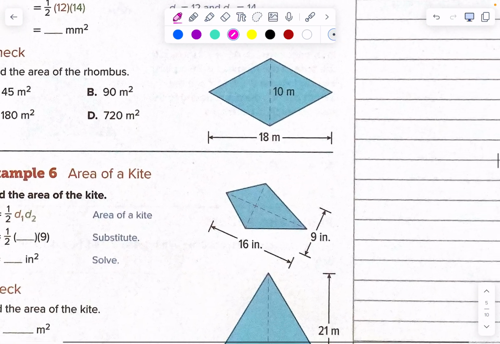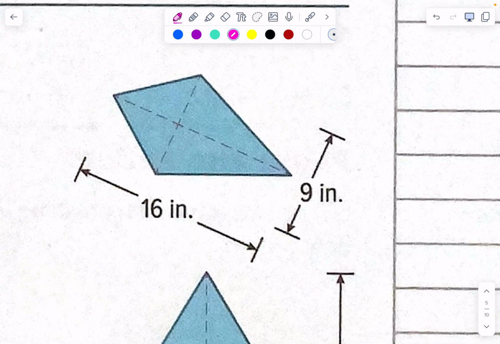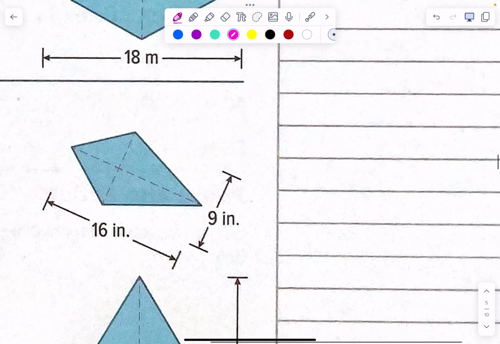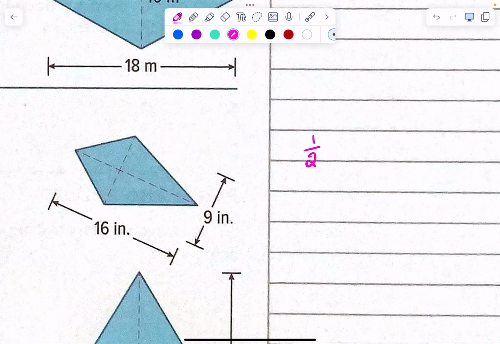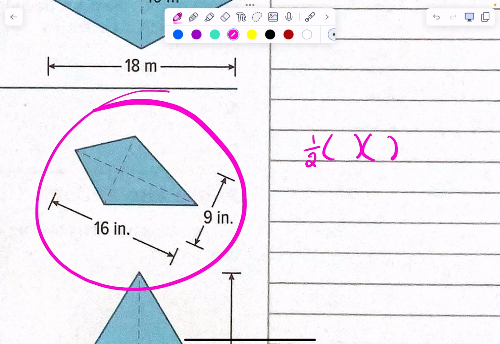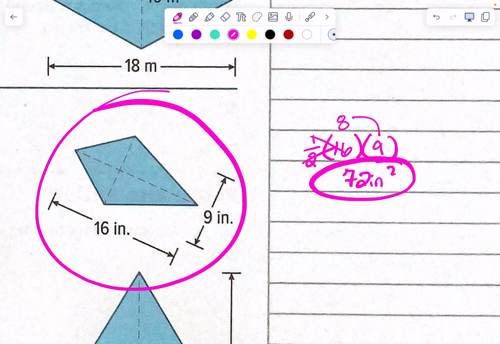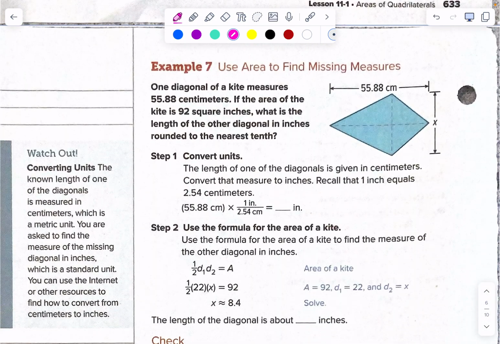This is a lot of stuff to remember. All right. Find the area of the kite. Half of something times something. Which one are you going to take half of? It doesn't matter, but which one are you going to take half of in example 6? 16, because half of 16 comes out nicer than half of 9, right? Half of 16 is 8, and 8 times 9 I can do in my head without a calculator. 72 inches squared. That was fast, right? 1/2 of diagonal 1 times diagonal 2, and it doesn't matter which diagonal you're looking at. That was example 6.